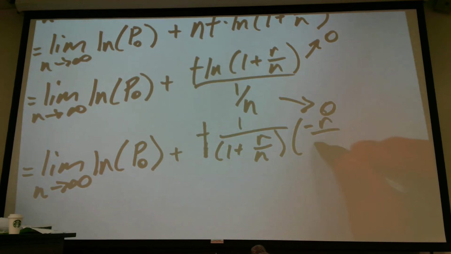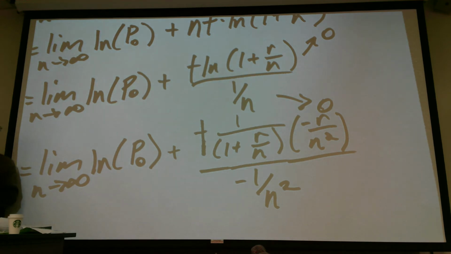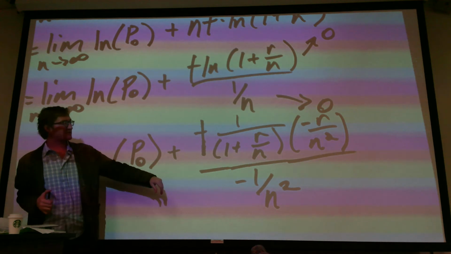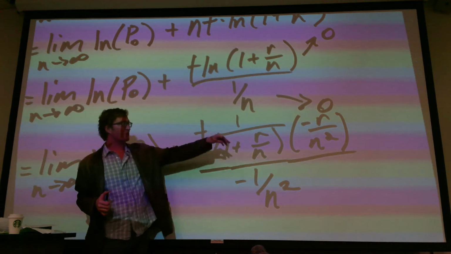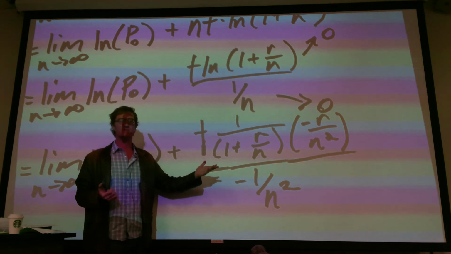Negative r divided by n squared, okay? Now the derivative of the bottom is also going to be, but this guy's just going to be negative 1 divided by n squared. So now at this point of the problem, you think negative 1 over n squared and negative r over n squared, what's going to be left from this thing is just going to be an r.